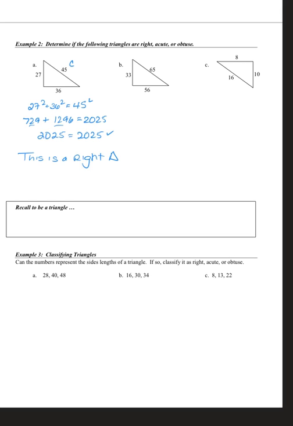All right, looking at the next one. Again, the first thing you do is pick the biggest number. That's going to be your C. Doesn't matter what order you put the other two numbers. Just matters that the C number is by itself.